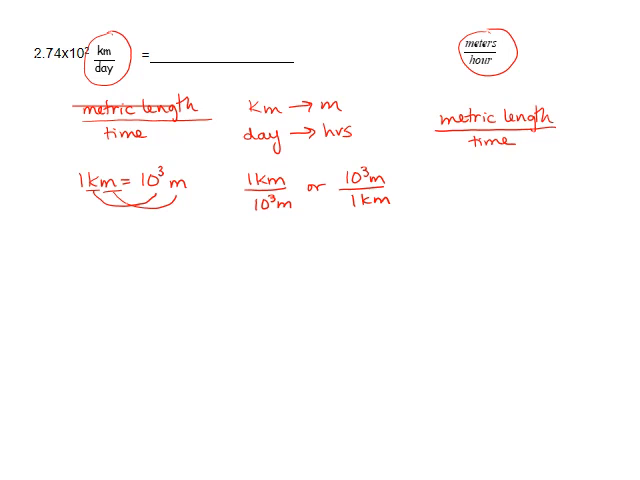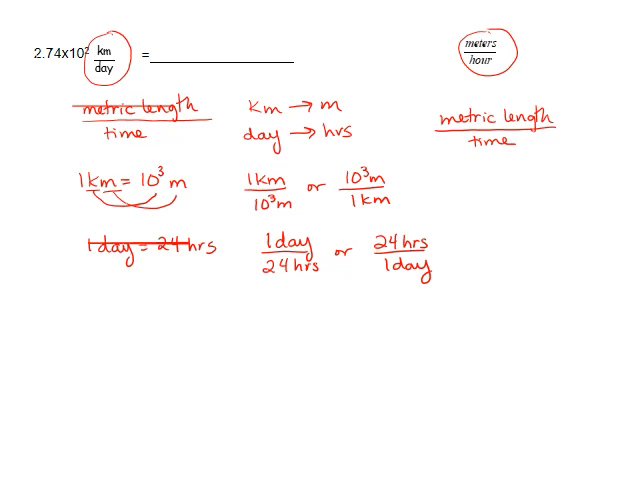For our time conversion, we need the conversion between days and hours. 1 day has 24 hours. Again, once you have your equality, you want to write the two possible conversion factors. 1 day over 24 hours, or 24 hours over 1 day.